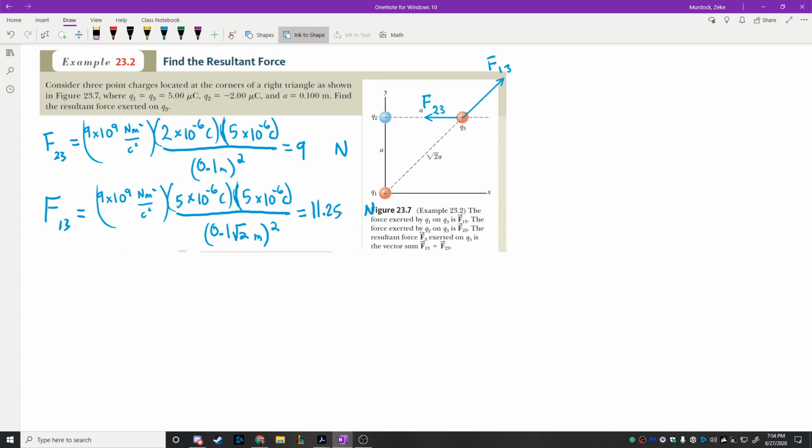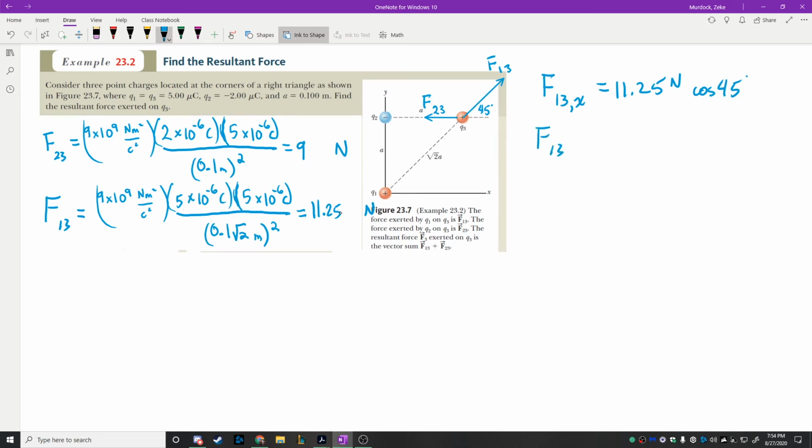Trig, yeah, right? We need to find the angle up here. Yep. All right, the angle's pretty easy to find, though. What's the angle going to be? Yep. All right, so we know the angle is 45 degrees. We just need to break F13 up into components. So we can have some component, F13, we want the x component. That one should just be equal to F13, which is 11.25, multiplied by cos 45, and since it's cos 45, they're going to be the same, right?